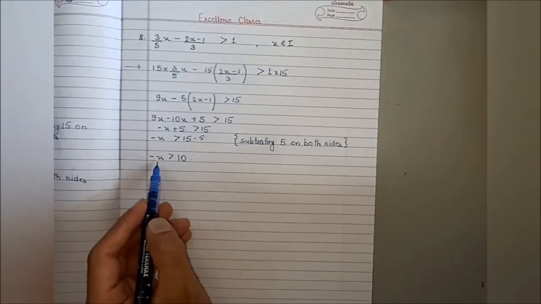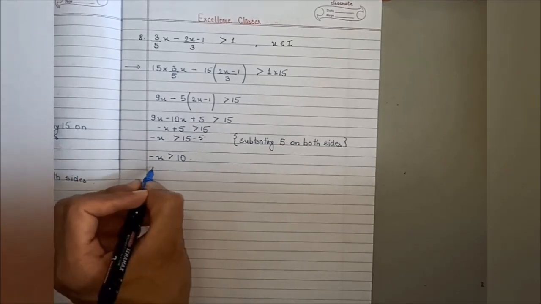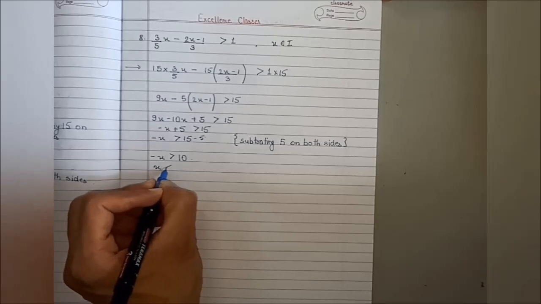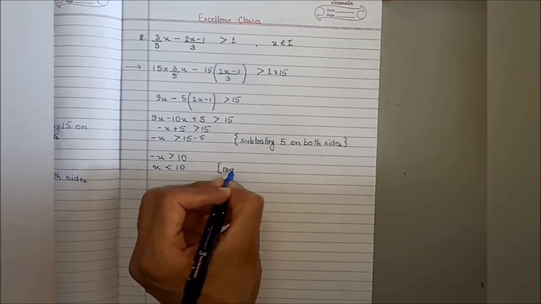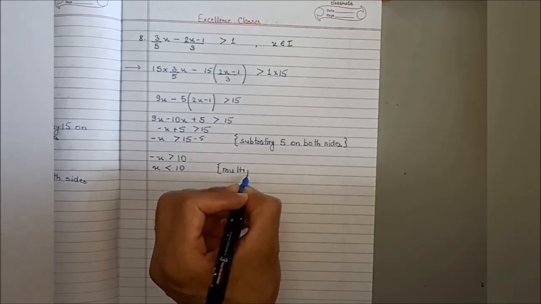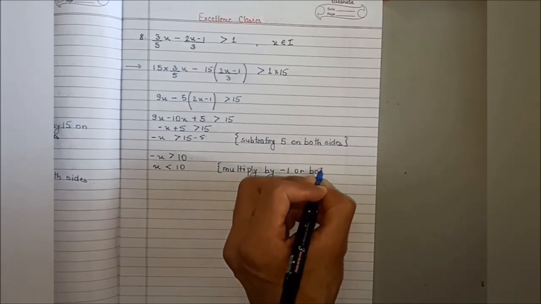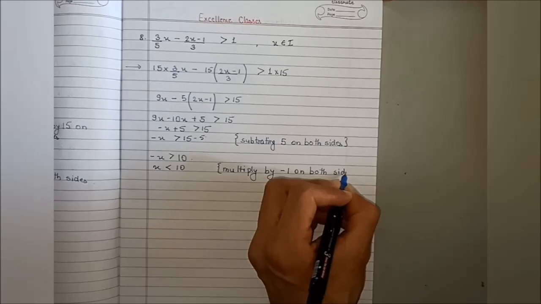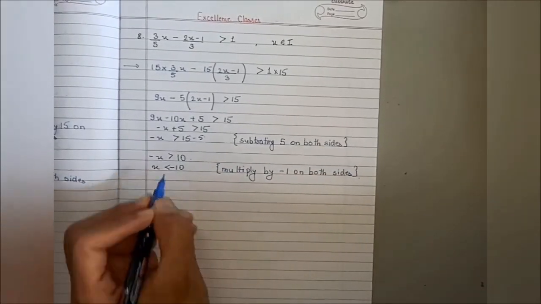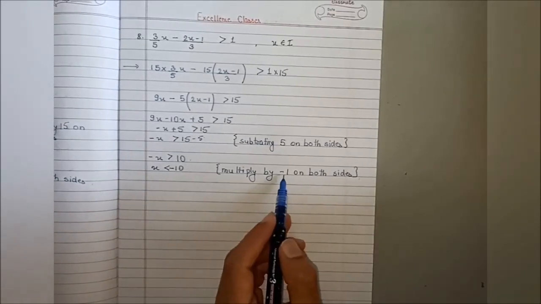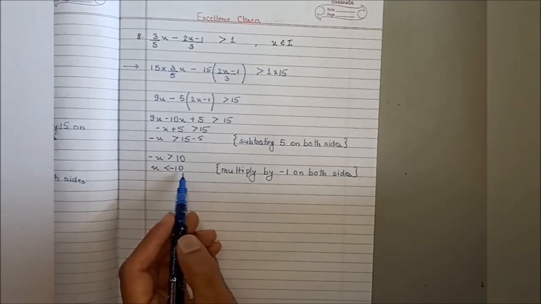Now if I want to remove this minus sign, I'll have to multiply by minus 1. After multiplying by minus 1, the inequality sign will change as we are multiplying by a negative number. So the inequality sign is changing. Multiplying by minus 1 on both sides, what I get is x is less than minus 10. Here it is positive 10, so here what I'll get is minus 10.